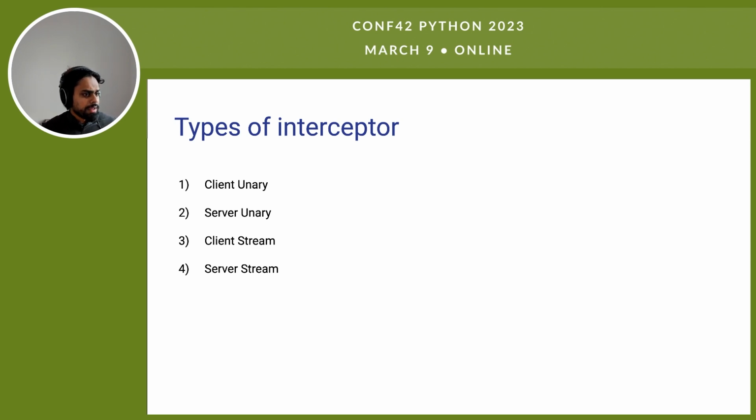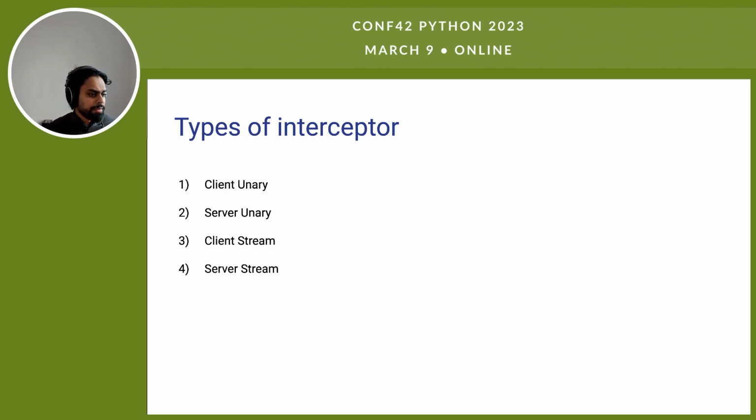Then we have the client stream interceptor, which is the version of the client unary interceptor that's used when you have streaming messages between the client and server. An example would be if your client is sending packets of video over a client stream, the client interceptor could add a checksum for each packet that's sent over that stream.